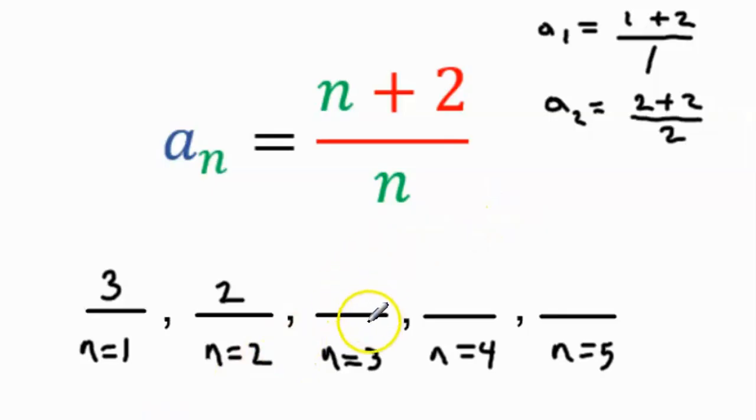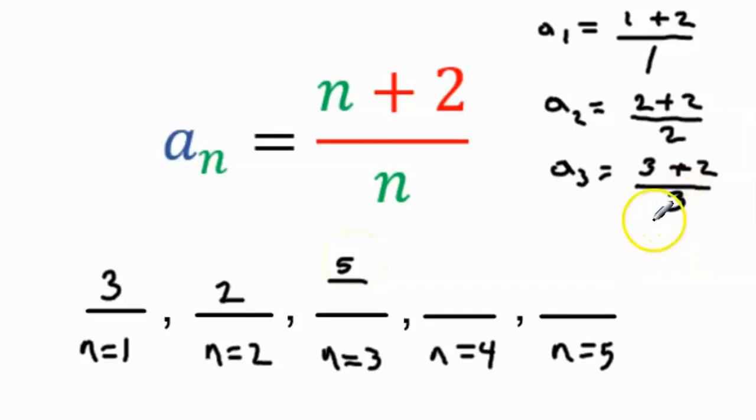So now n is 3, that's the third position. Substitute 3 for all the n's. So a sub 3 is going to equal 3 plus 2 over 3. And if we work this out, 3 plus 2 is 5. And we still have 3 for the denominator. So we have 5/3 in that place.